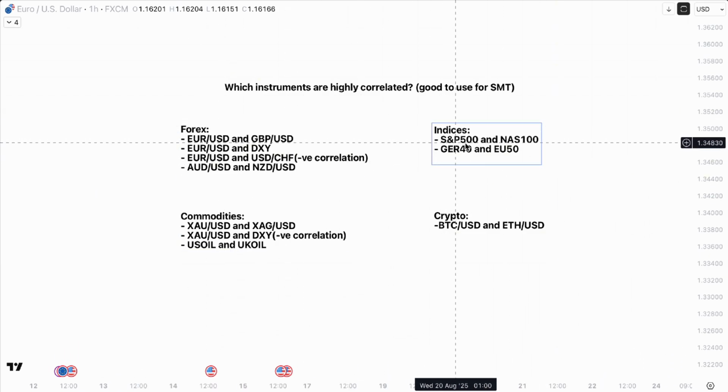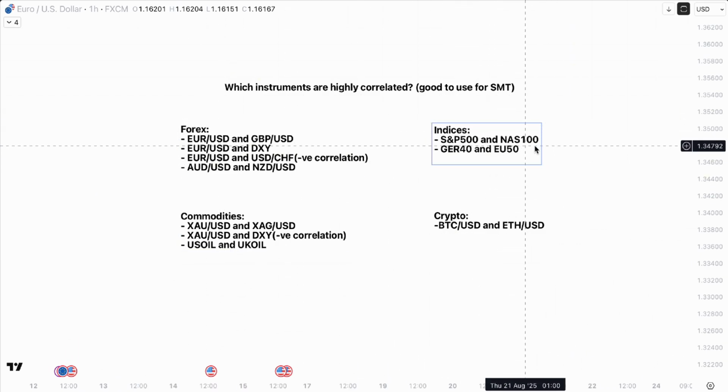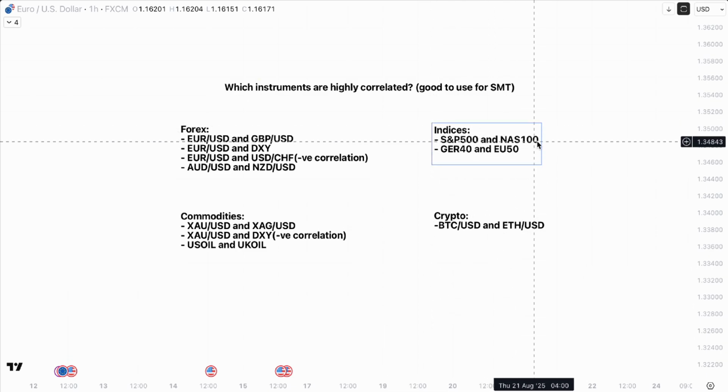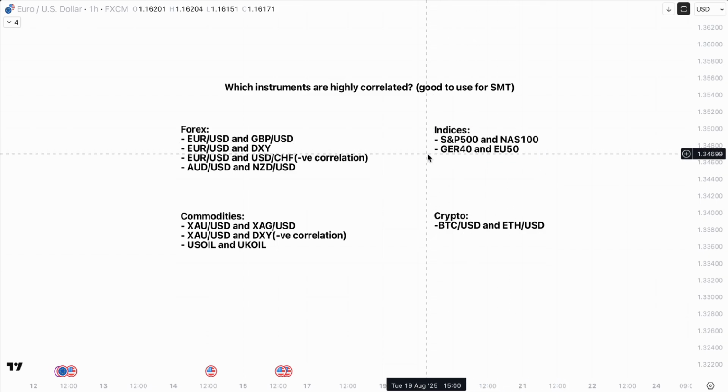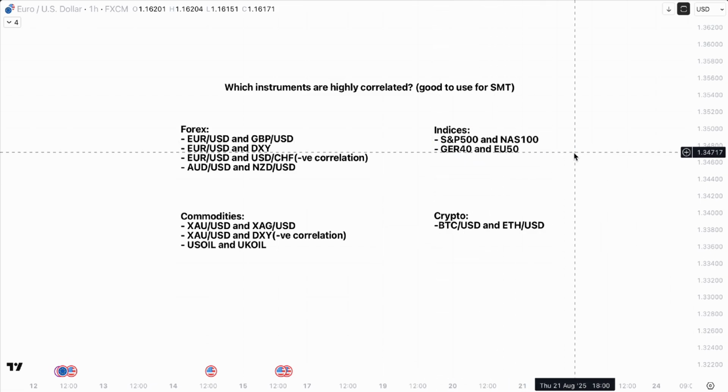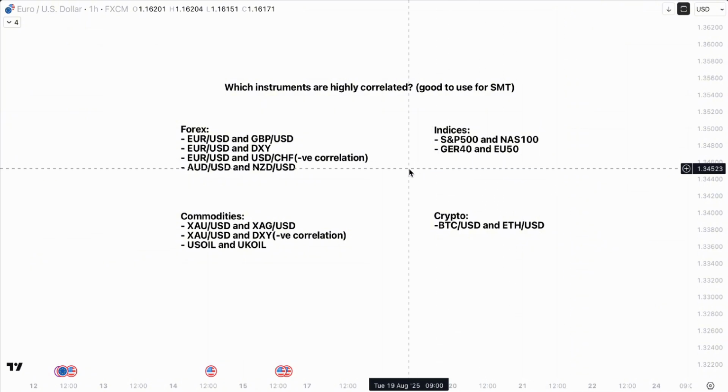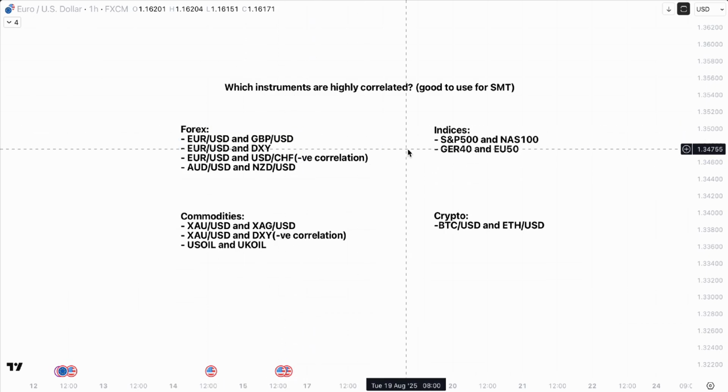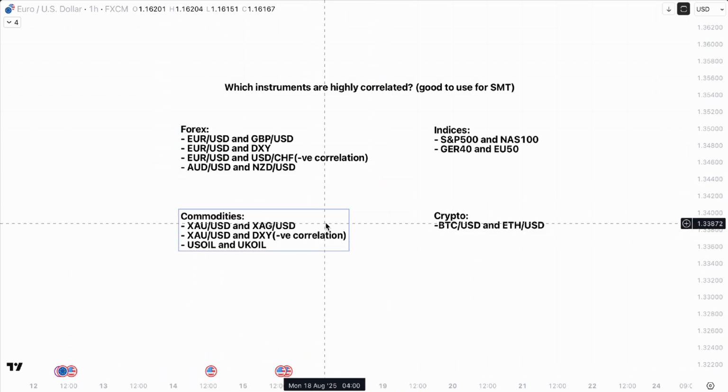In indices, we have the standard pair, which is S&P 500 and Nasdaq 100, works really well. But however, unfortunately, I don't trade them. The next one is Germany 40 and EU 50. They are also very good. I used to trade Germany 40 and EU 50. I quite like it. But again, I think EUR/USD and GBP/USD is really everything that I need. And as I've shown in my videos, I've proven to pass the challenges in just 2 weeks and even less than that sometimes.